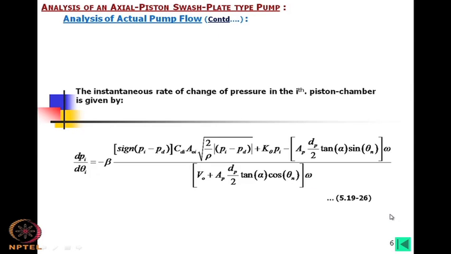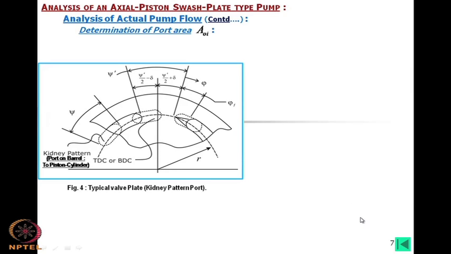Now, earlier I have already discussed that the instantaneous rate of change of pressure in the ith piston chamber is given by these equations. I am not repeating this because earlier we have discussed. Here we consider the sign, depending on that the direction of flow can be determined. So, this is the pressure drop and this is the leakage characteristics, k theta. So, this is from an earlier lecture. If you remember, in lecture 19, we have discussed this.